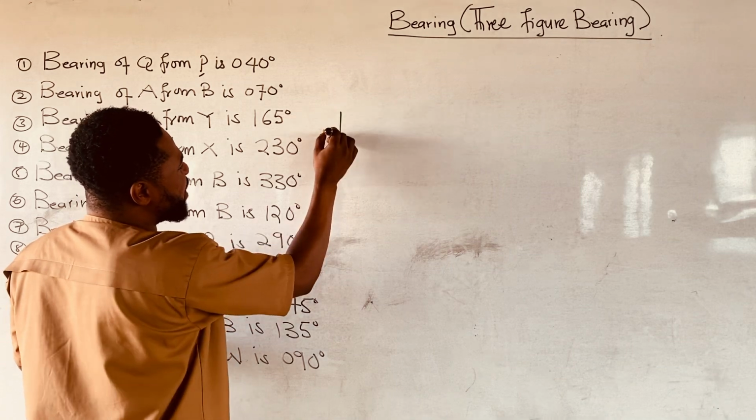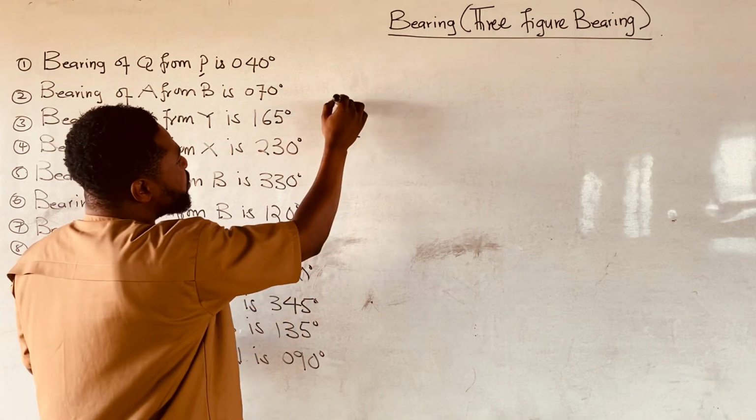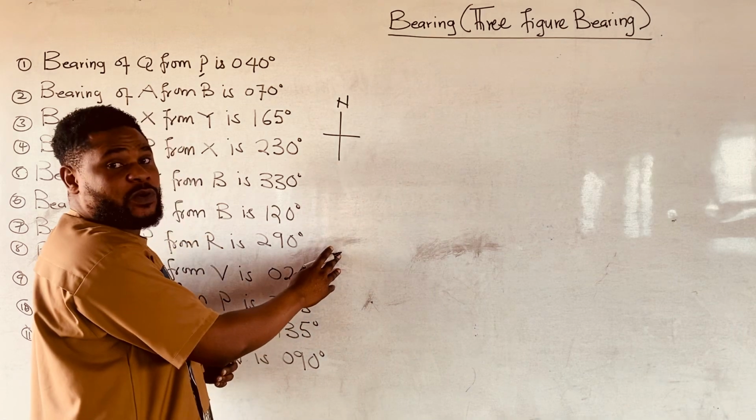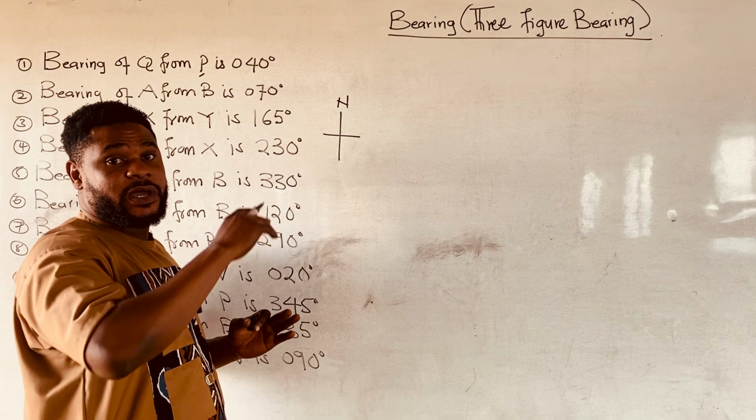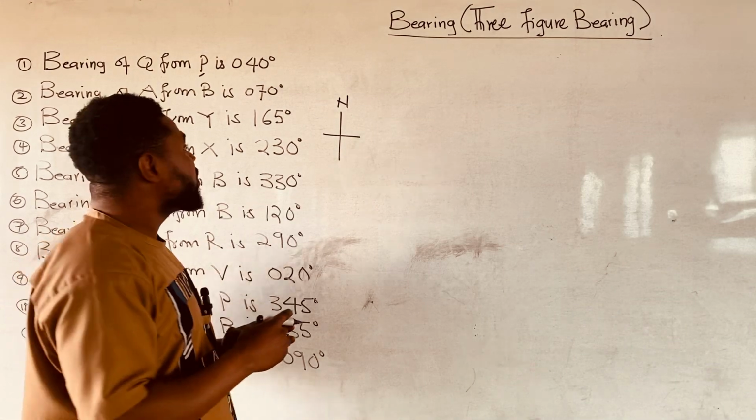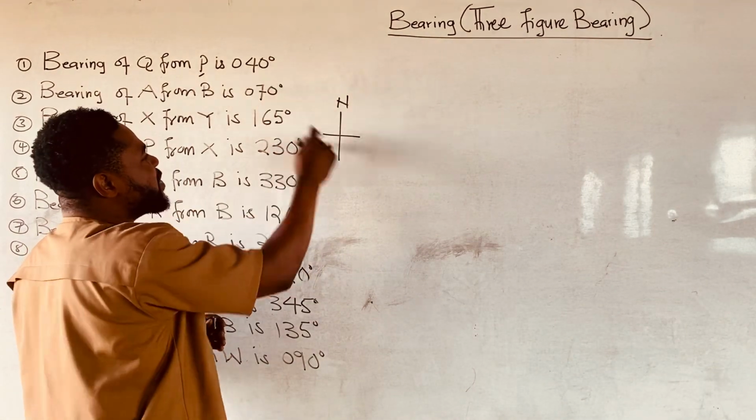Now, let's see how we can take a bearing of 40 from P. First of all, we take our cardinal point. We locate our north pole. Now, bearings are taken from the north pole in clockwise direction. Right. Now, let's take a bearing of 40.